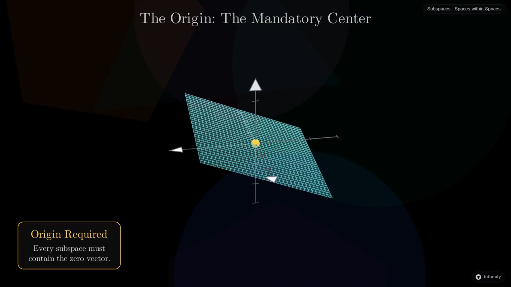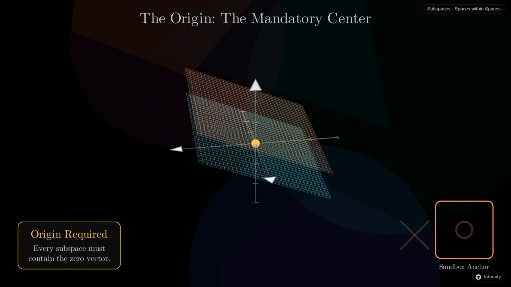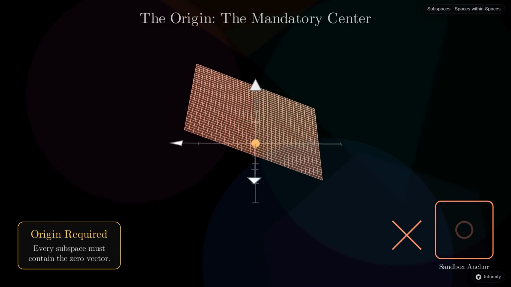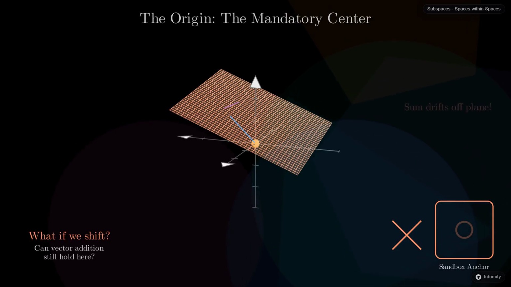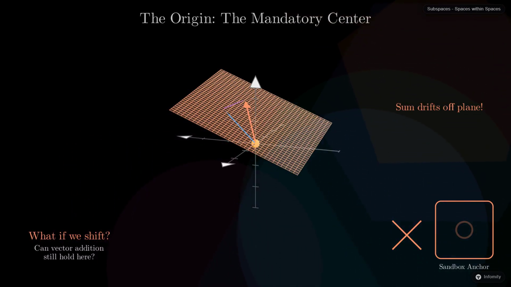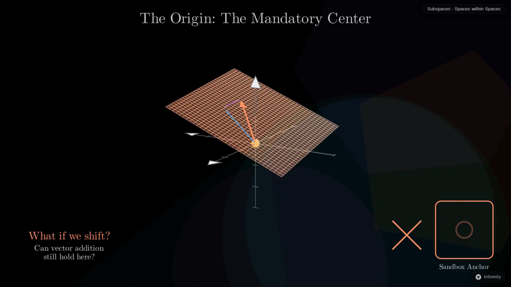Remember our sandbox analogy? The center of the sandbox is the anchor for all our movements. If a candidate space does not pass through this center, it is immediately disqualified. But what if we try to force a shifted plane to work anyway? The reason is that shifting the plane breaks the fundamental laws of vector addition.